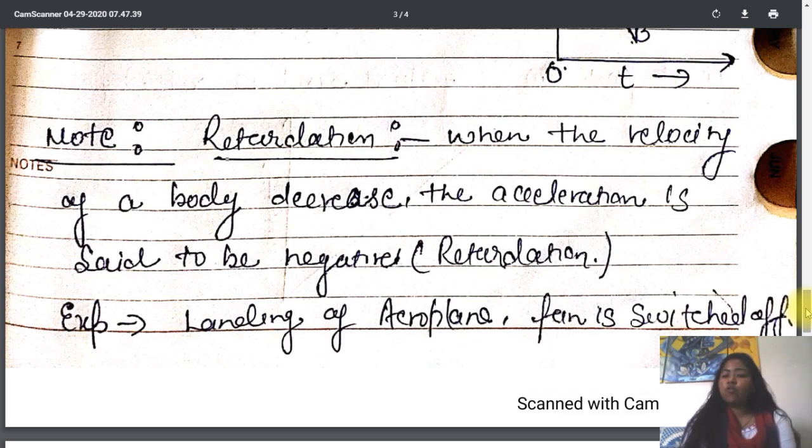Second example, when we switch off the fan. Initially the fan is moving with some higher value of velocity, but when we switch off the fan, slowly the speed of the fan keeps on decreasing, and after some time it comes to rest.